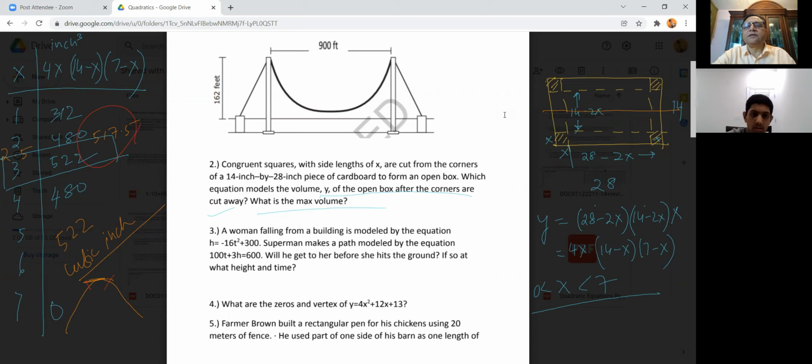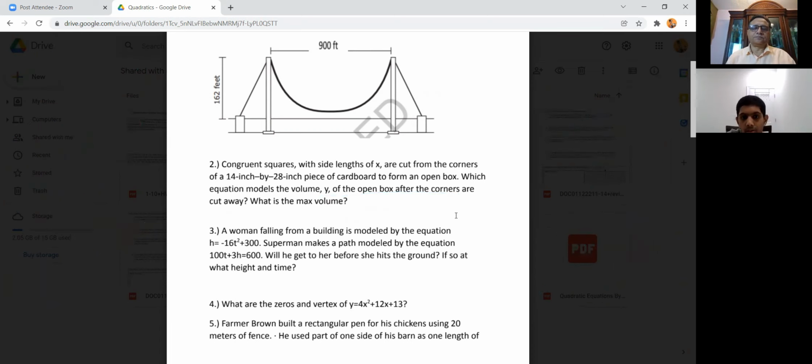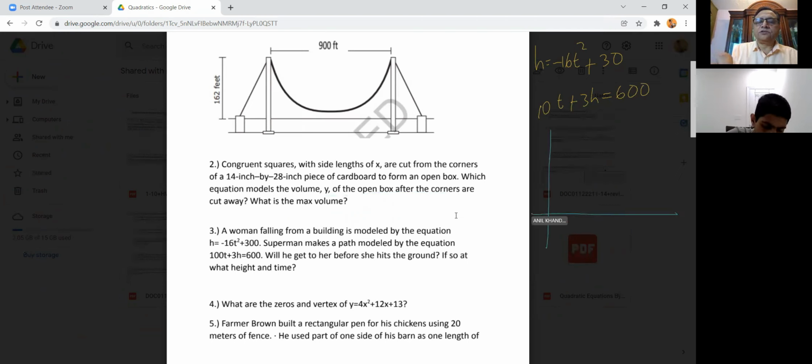Can you please read and try it? A woman falling from a building is modeled by the equation h equals negative 16t squared plus 300. Superman makes a path modeled by the equation 100t plus 3h equals 600. Will he get to her before she hits the ground? If so, at what height and time? What do you think we should be doing with it? We plug in for h. Okay, that's correct. So try it out.